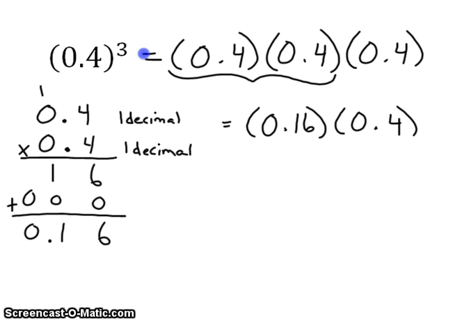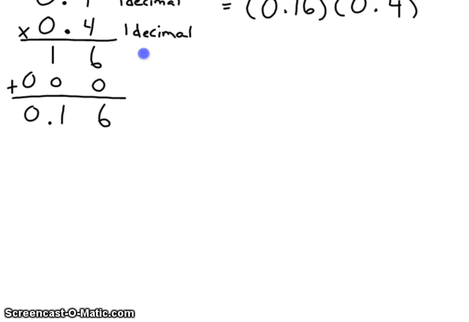Now, when I multiply this time, I'm not going to include the zeros. So we have to multiply 0.16 times 0.4. When multiplying decimals, you do not need to line them up. Adding and subtracting, yes, you do need to line up the decimals. 4 times 6 is 24. 4 times 1 is 4, plus 2 is 6.